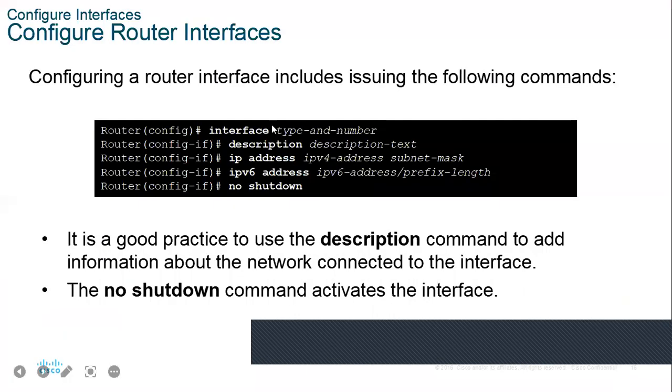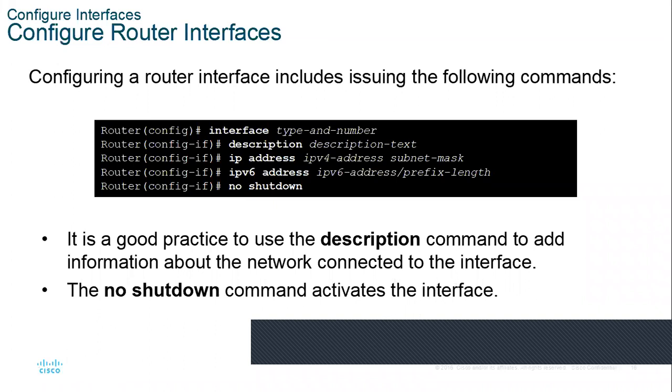Okay, so to configure a router interface, include the following commands. So you say interface type and number. So if it's FastEthernet 0/1, whatever, then you give it the description, give it an IP address, then give it an IP version 4 address, then you say no shutdown, right? So when you say no shutdown, it activates that particular interface.